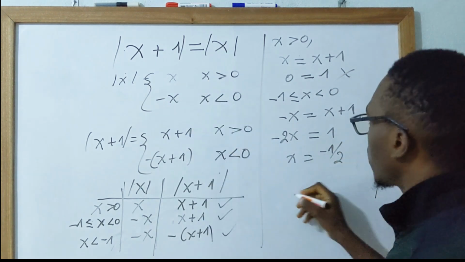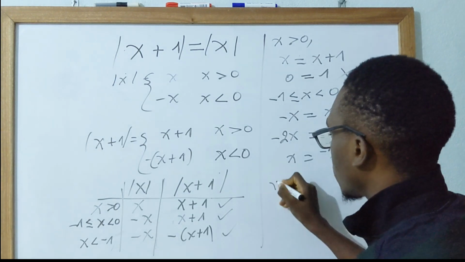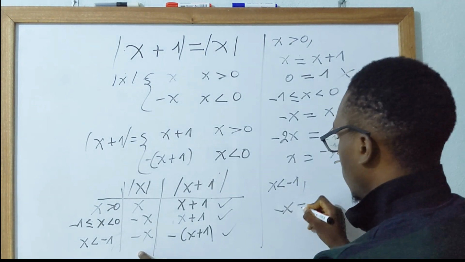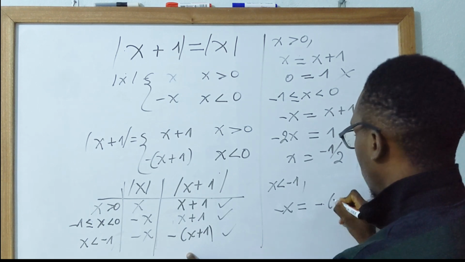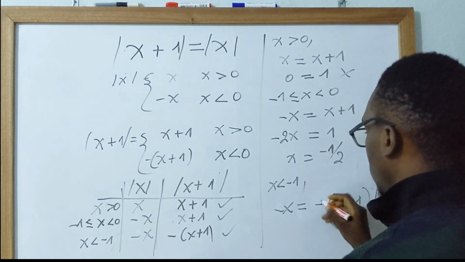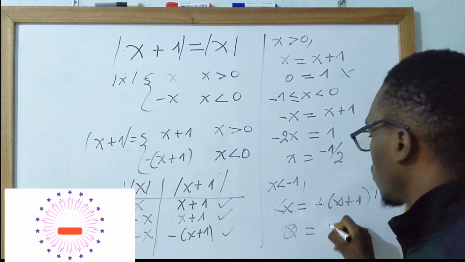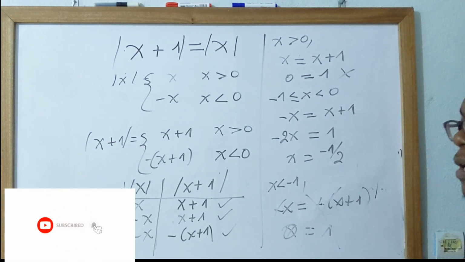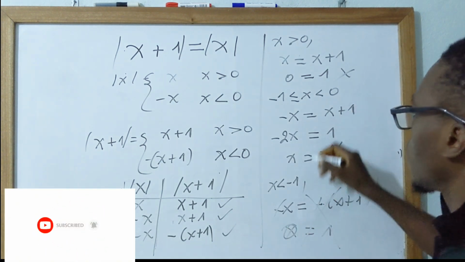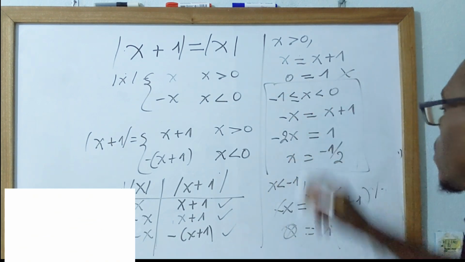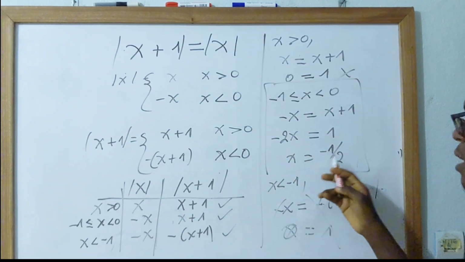So switch it here. In the third case, where x is less than negative 1, having minus x is equal to minus x plus 1. This one is to cancel, and therefore 0 is equal to 1. That is impossible. Hence, the only case where this is true is in the case where x is in between negative 1 and 0. And you have the answer as x is equal to minus half.